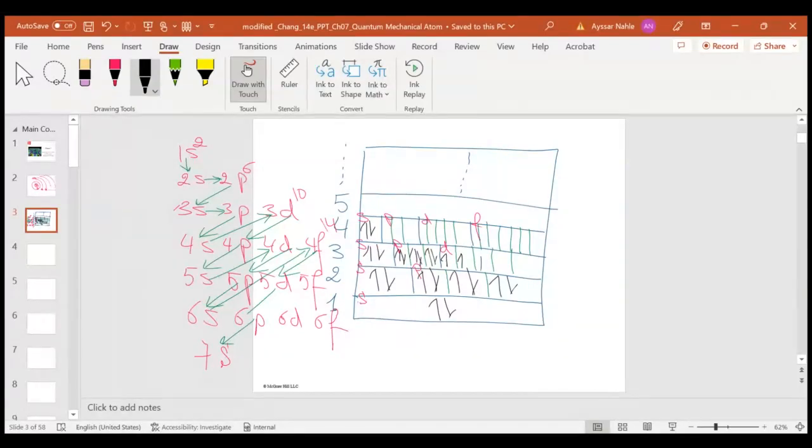1, 2, 3, 4, 5, 6, 7, 8, 9, and 10. Is this clear so far? Yeah, perfect. Now I have some questions I want to ask you. 2 people can live in here, 6 people, 10 people, and 14 people. Where would you prefer to stay?